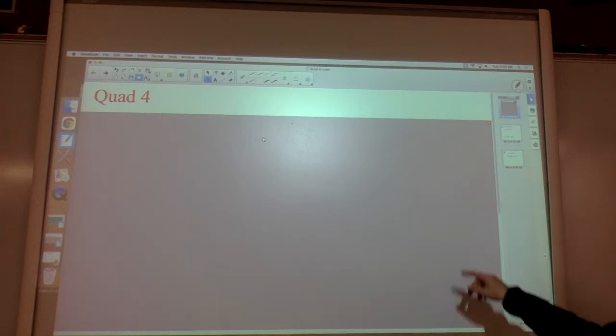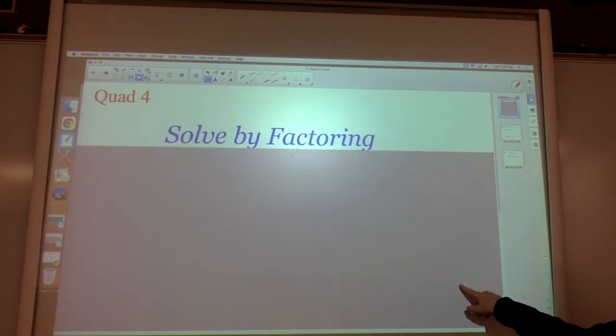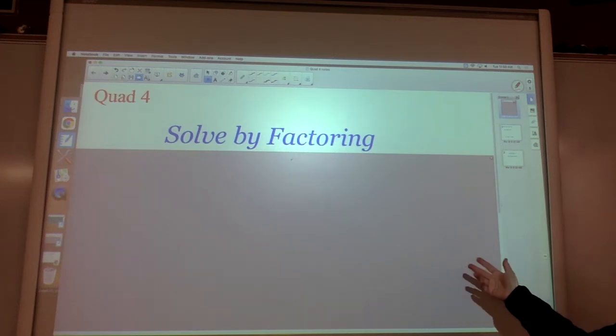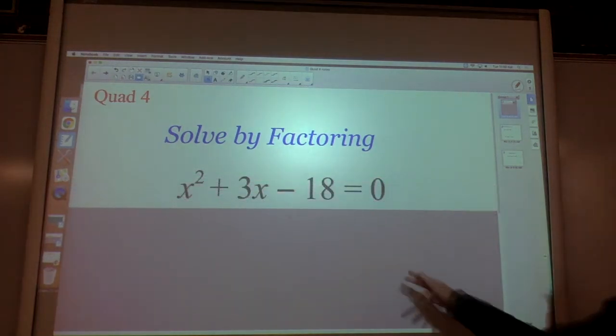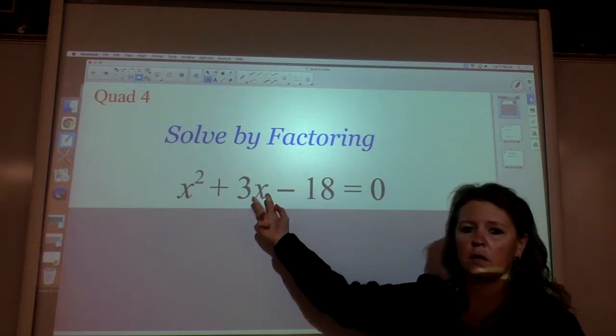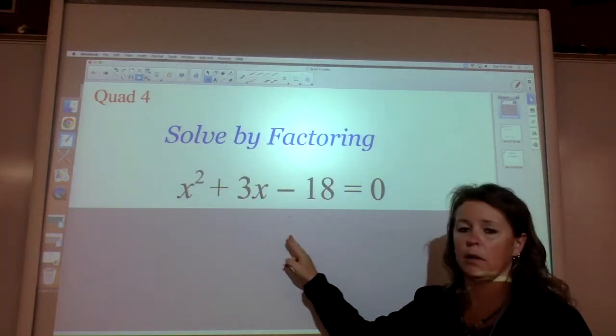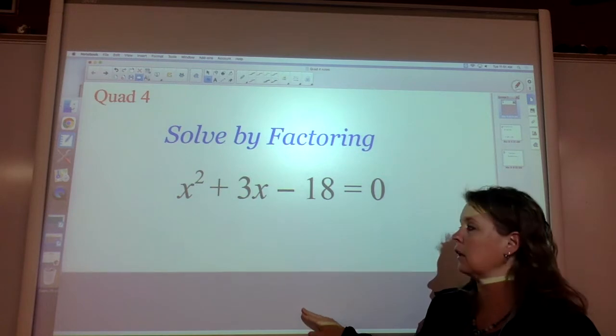Geometry, here we go with quadratics 4. We are going to solve our quadratics by factoring. So far we've solved them by graphing and by square rooting. Graphing doesn't always work in case you get decimals. Square roots doesn't always work because a square root doesn't work to solve when you have a variable in the middle. So we're going to solve this by factoring.